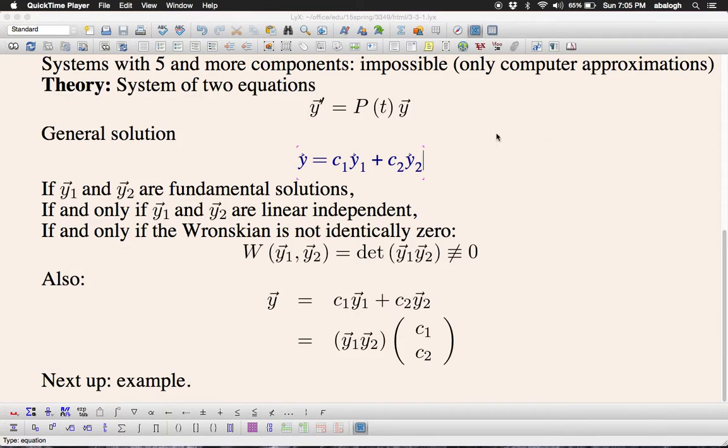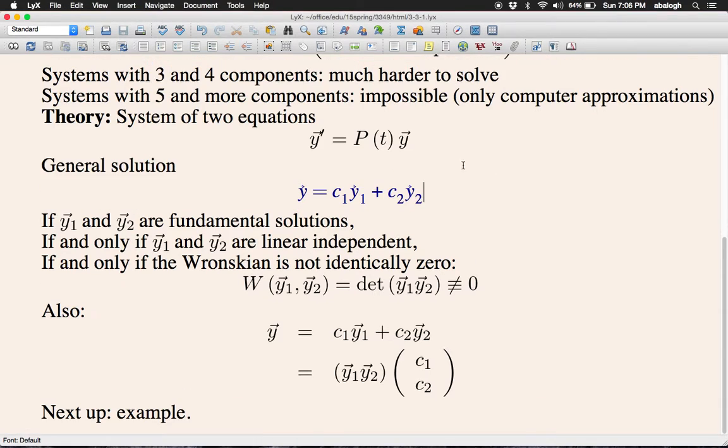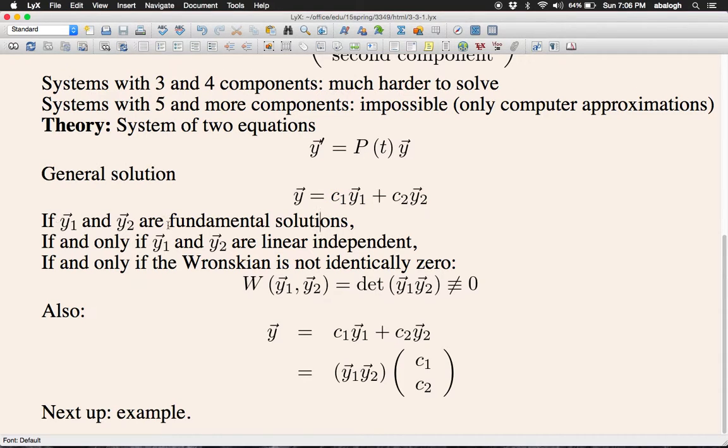So the theory for a system of two differential equations, y prime equals P of t times y, is that the general solution can be written as c1 y1 plus c2 y2, if y1 and y2 are fundamental solutions, which is the case if and only if y1 and y2 are linearly independent. And this is the case in turn if and only if their Wronskian is not identically zero.